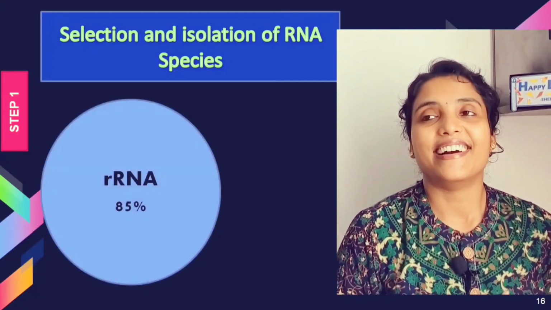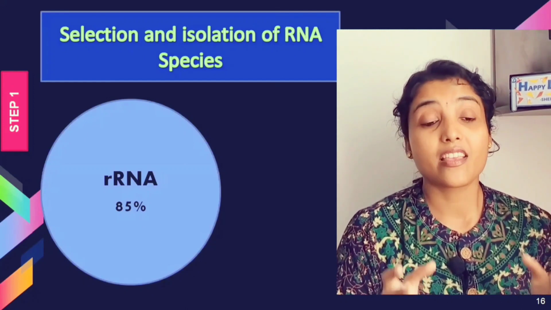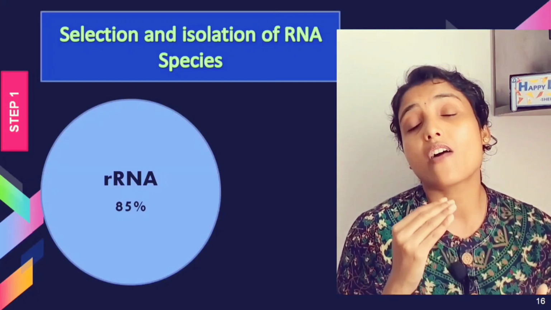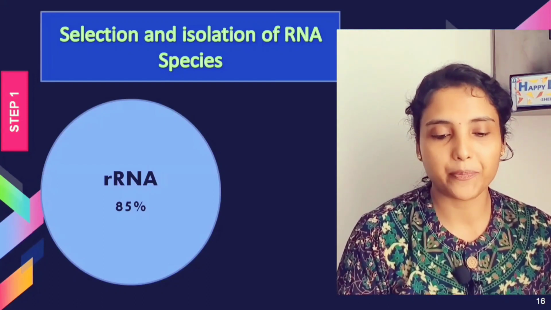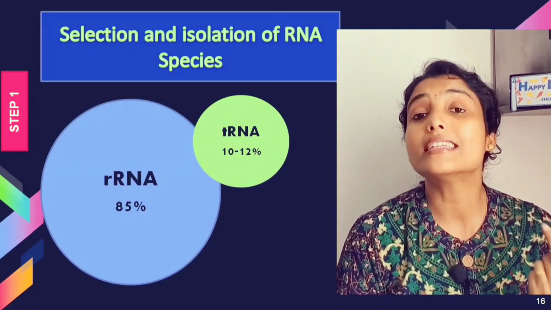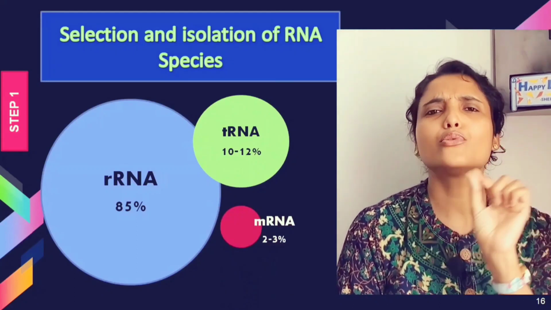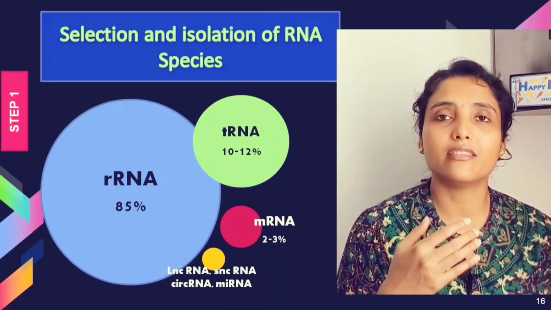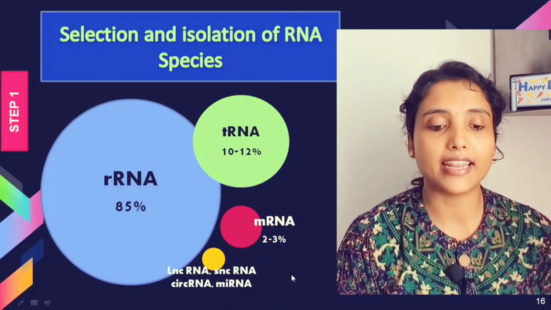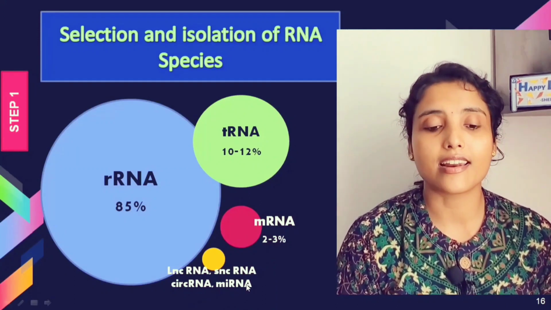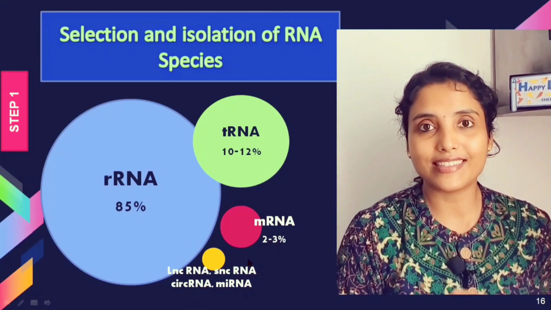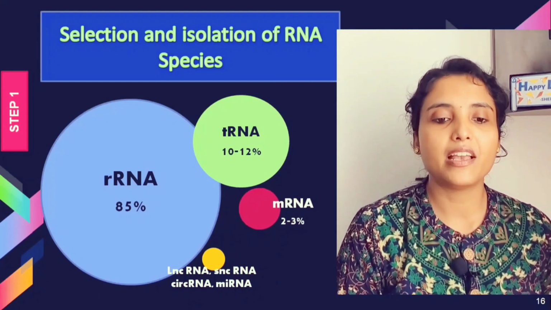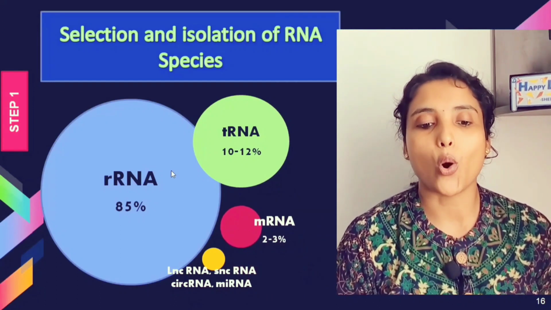Now, when we say total RNA, about 85% of that sample will be composed of rRNA or ribosomal RNA, about 10 to 12% might be tRNA, some 2 to 3% might be mRNA, and a very small percentage might be long non-coding RNA, small non-coding RNA, circular RNA, and microRNA. This is the basic composition of the total RNA that you have isolated from your sample. Out of that, we will be focusing on mRNA.